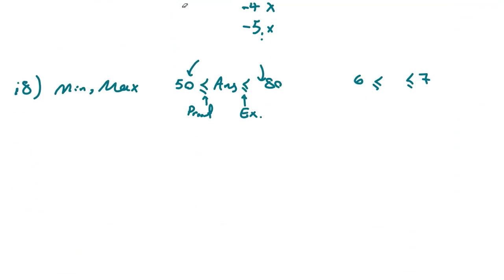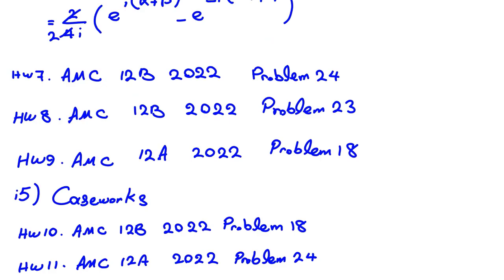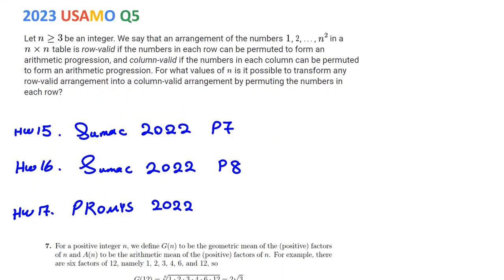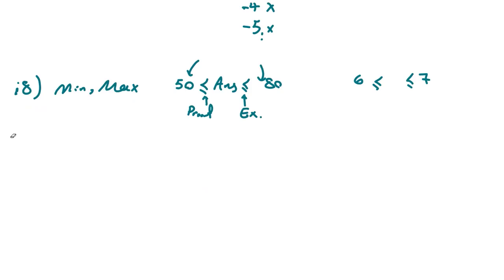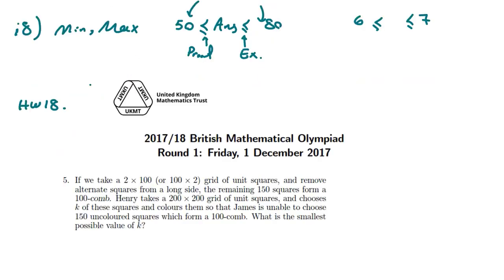Let me tell you some other homeworks. How many homeworks did we have? 13, 14, 15, 17. Homework 18. I want to tell you, for example, when you want to find minimum or maximum of something, you can do this problem as homework 18. Again, in this problem, you should find the smallest of something from the UK British Mathematical Olympiad. Again, you should do the same thing.